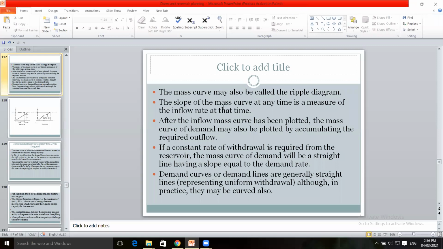The slope of the mass curve at any time is a measure of the inflow rate at that time. The slope of the mass curve at any given time, for 10 years or 20 years, is a measurement of the inflow rate at the given time for 10 years or 20 years.